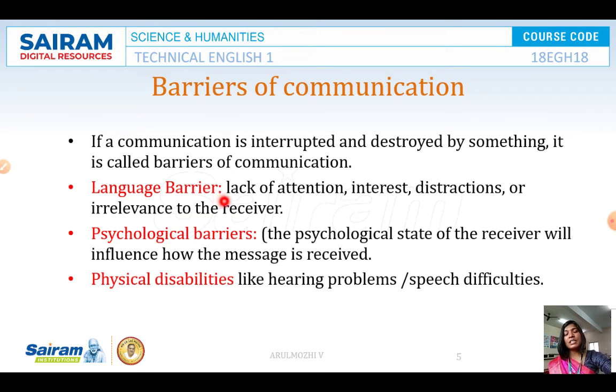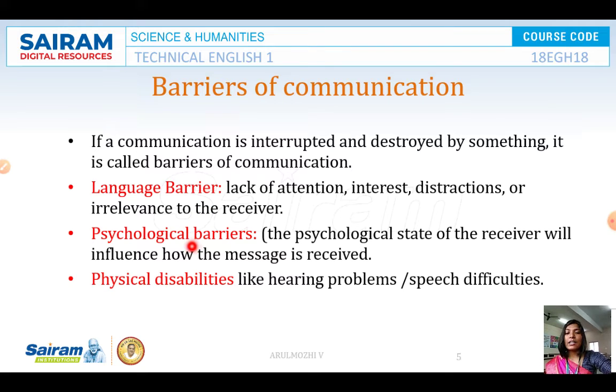And next comes, if you don't understand the language, obviously you lack interest in it. You don't get anything, so you lack attention and interest, and you are being distracted. So you should avoid the language barrier.